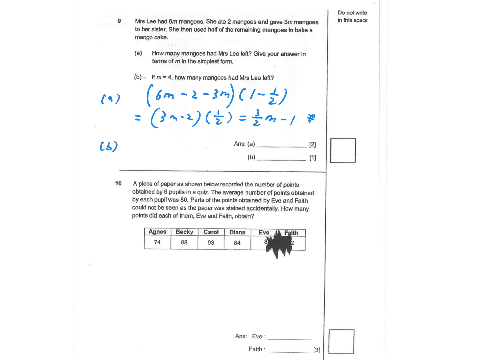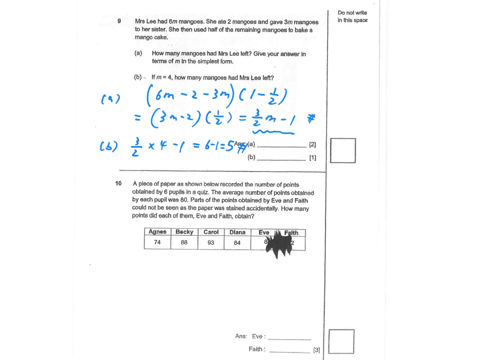Now let's look at part B, right? So if m equals 4, how many mangoes had Mrs. Lee left? We can just substitute m equals 4 into the equation above. So we have 3 over 2 multiplied by 4 minus 1. The first part is going to be 6 minus 1. Then the answer is 5. Mrs. Lee had 5 mangoes left.